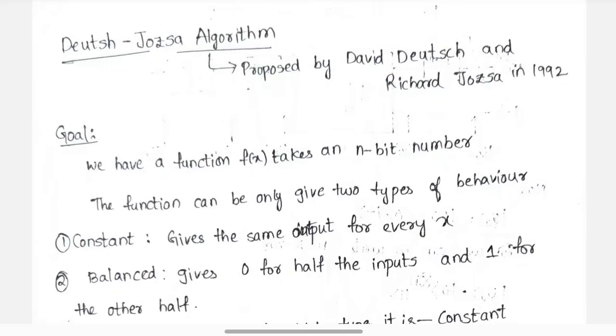Hello everyone, welcome back. Today we are going to discuss the Deutsch-Jozsa algorithm, which was proposed by David Deutsch and Richard Jozsa in 1992.